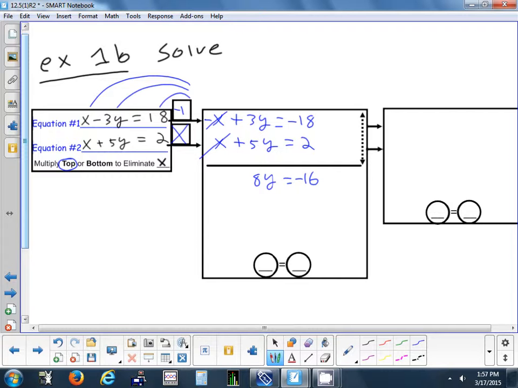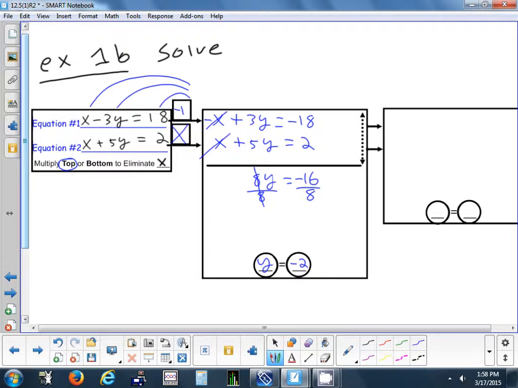Isaiah, what do I do next? You divide 16 by 8. Divide each side by 8, and you get negative 2. Good. Okay, so we get y equals negative 2.